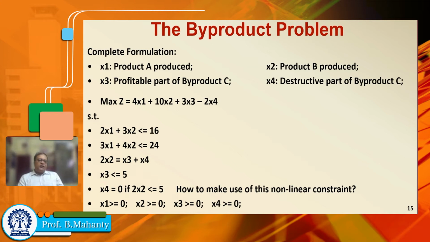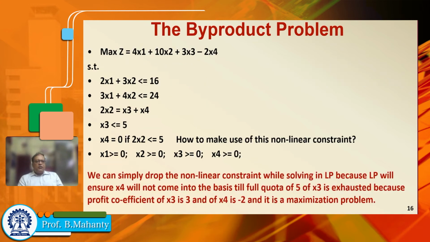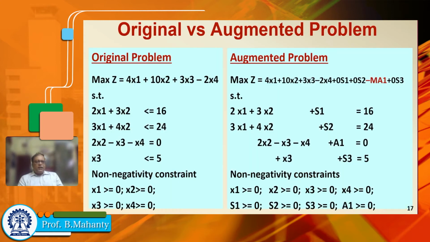As a first case, let us assume that suppose we don't have this constraint, right? Let us assume that this constraint is not there. Let us try to solve the problem. All right. So you see, we have dropped the nonlinear constraint while solving the LP. We'll go through this logic a little later. Suppose we have dropped this constraint, then what happens? So this is the original problem because we have dropped that nonlinear constraint.